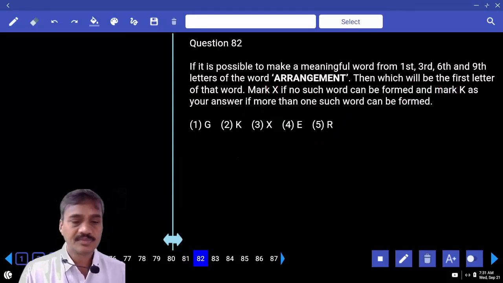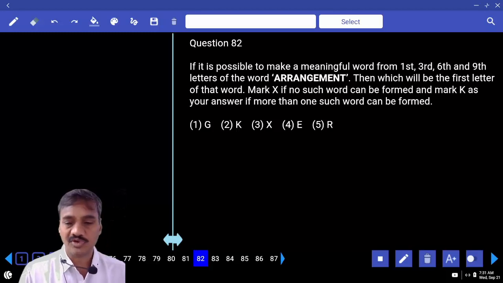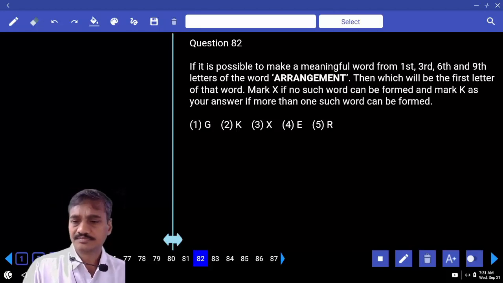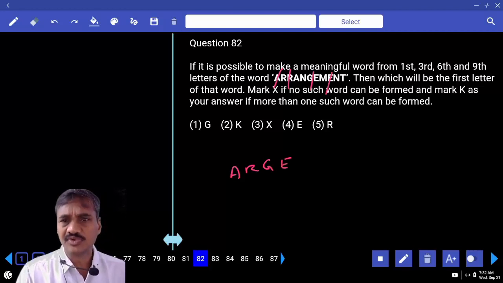Then 82. How many meaningful English words can be formed? Tell me how many meaningful words can be formed. And arrangement. 1, 3, 6, 9. 1, 3, 4, 5, 6, 7, 8, 9. And what are the letters we have? A, R, G, E. Is there any word that can be formed?